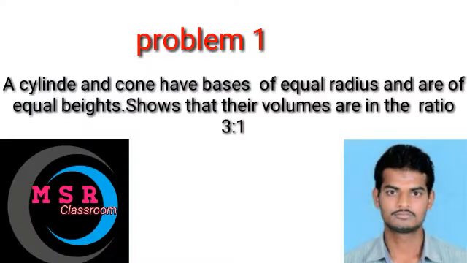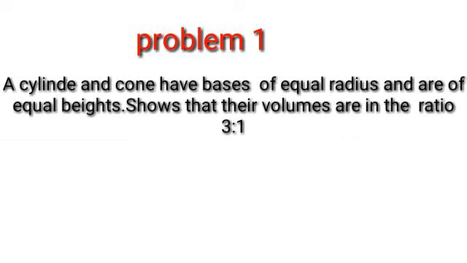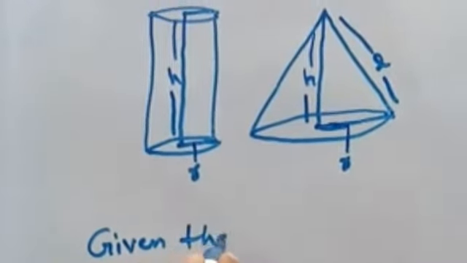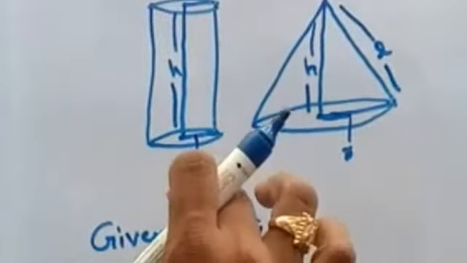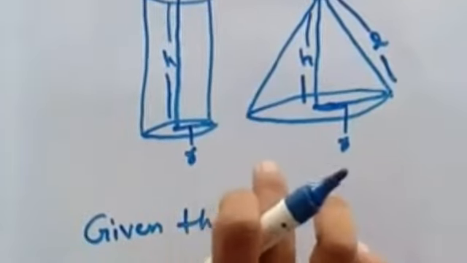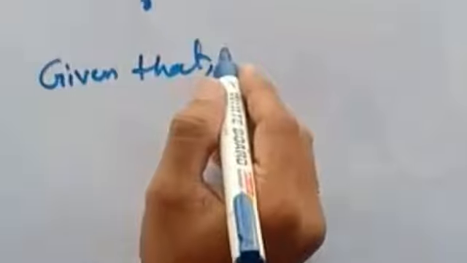A cylinder and cone have base of equal radius and are of equal heights. Show that their volumes are in the ratio of 3:1. Given that, first we can draw the cylinder and cone of the diagram. In the cylinder and cone, both radius and height are equal from the given data. Radius and height are equal.